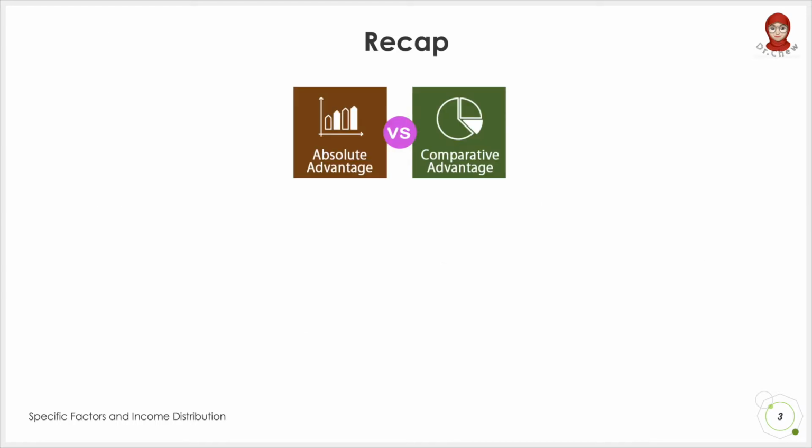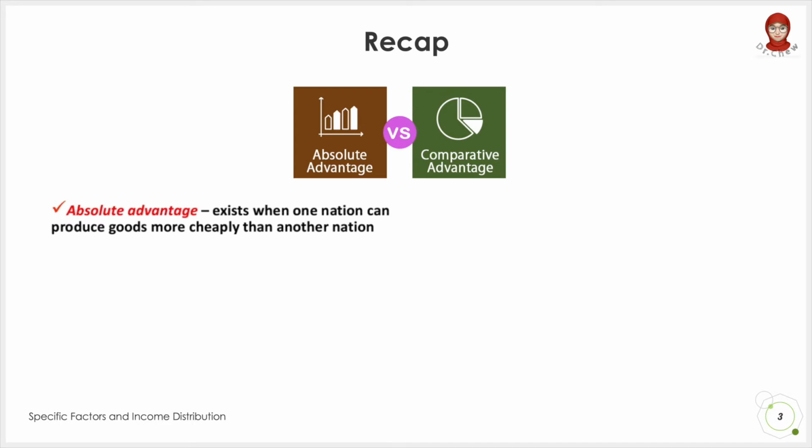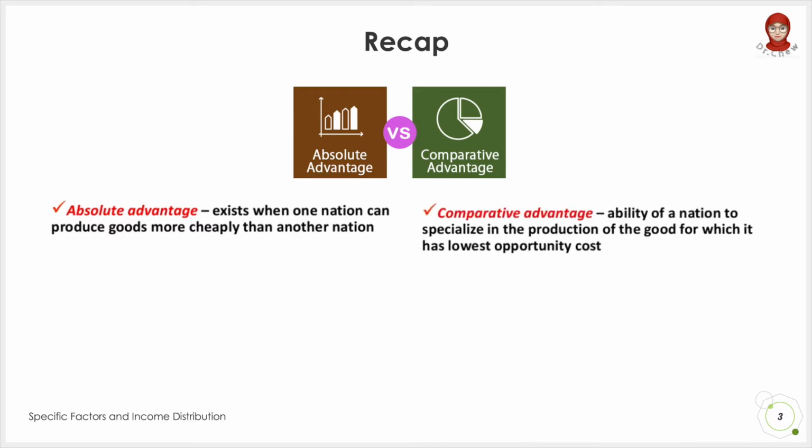Now we will see the differences between the absolute and comparative advantage models. The key assumption of the absolute advantage model states that a nation only has an absolute advantage when it is able to produce goods cheaper than another nation. Whereas the comparative advantage model emphasizes the ability of a nation to produce goods for which it has the lowest opportunity cost. So, it might not be the cheapest in terms of absolute cost, but it will be the lowest in terms of opportunity cost.